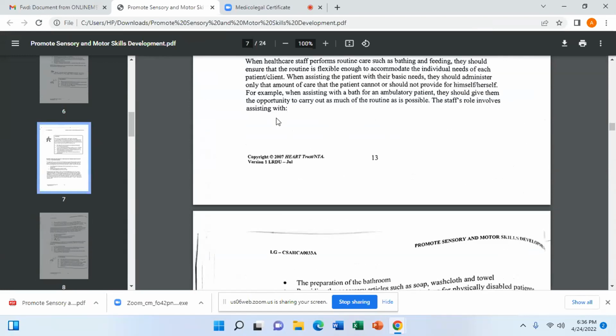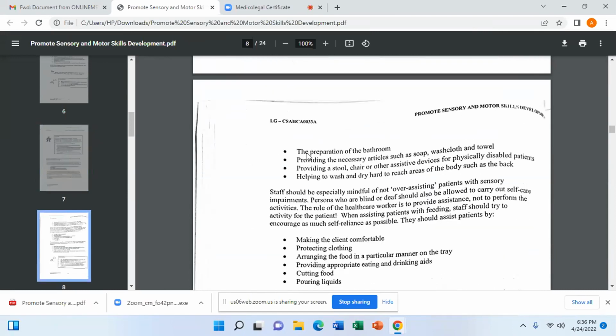So the staff role involves assisting with the preparation for the bathroom, providing the necessary articles such as soap, washcloth, and towel, providing a stool, chair, or assistive device for disabled patients, and helping to wash and dry hands and reach areas of the body such as the back. Staff should be especially mindful of not over-assisting the patient.